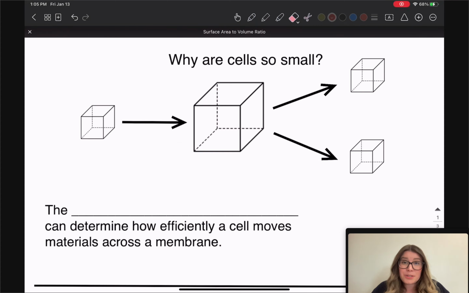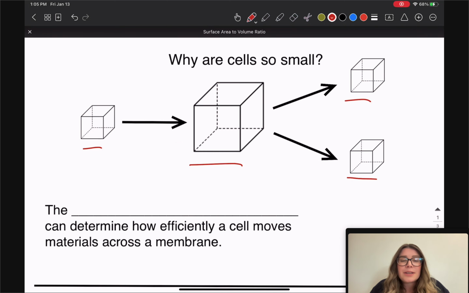Why are cells so small? No matter if you're an ant or an elephant, you have small cells. Now this cube here represents a cell, and we can see that currently it is small, but cells can grow. Once they reach a certain size though, they divide. Why do they try to maintain that small size? They are dividing to keep that small size.